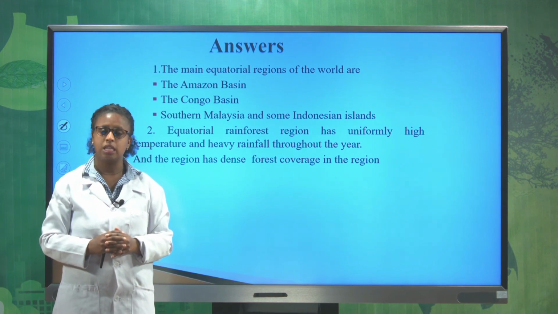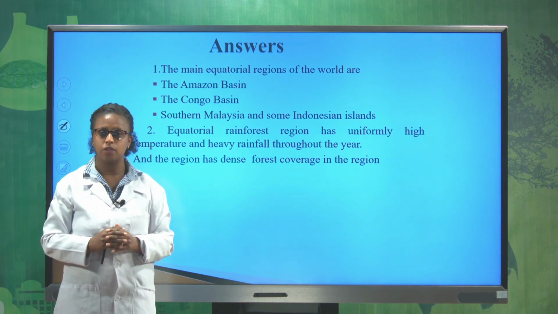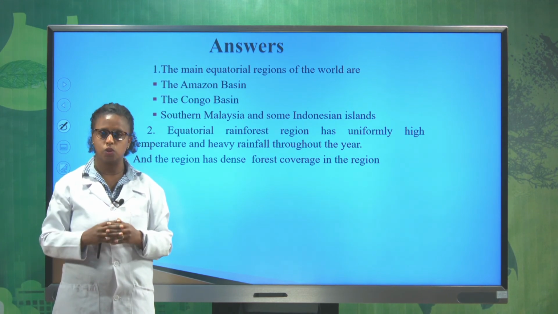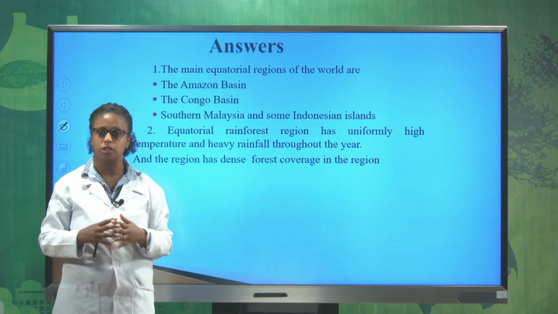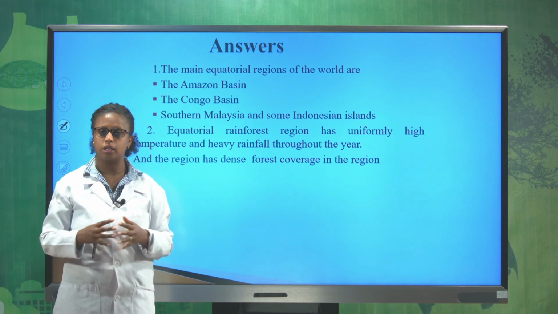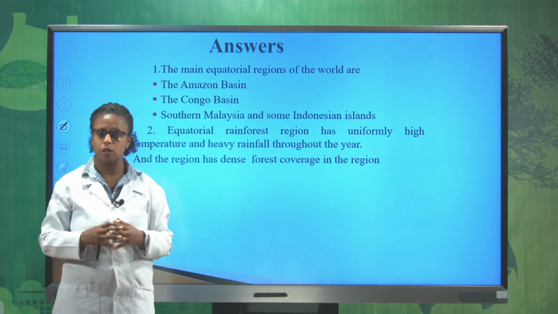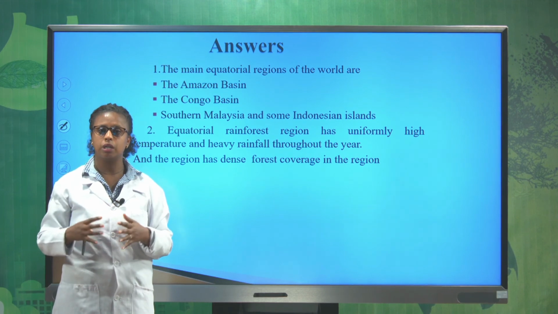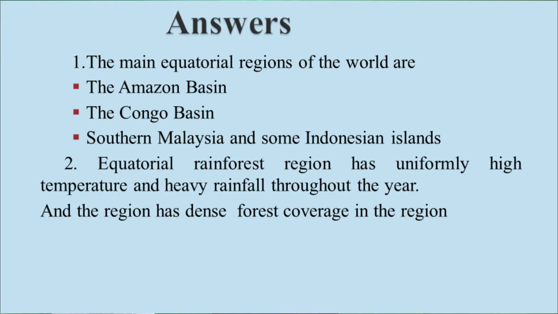Good job. This is all for today. We have seen, from the four subdivision regions of the tropical hot zone, that we focused on the equatorial region, the location of the region, and its main areas: the Amazon Basin in South America, the Congo Basin in Central Africa, and Malaysia and some parts of Indonesia in Southeast Asia.